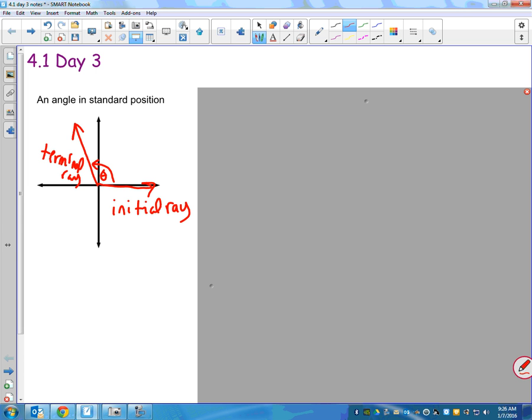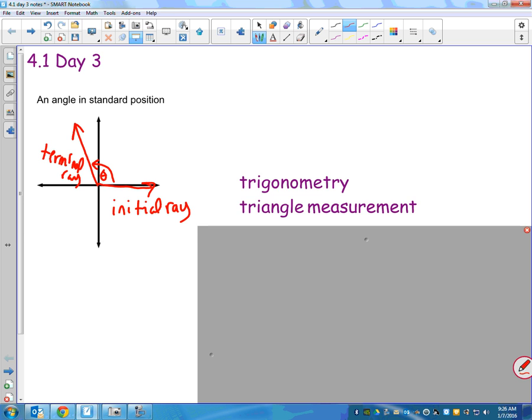Okay, so when we see angles, you're going to see them like that. When I ask you to draw an angle, that's what I expect to see. If you don't put the little arrow there to show me which way it's going, then you're going to miss something on that. If you don't put arrows on the end of your angle, right?